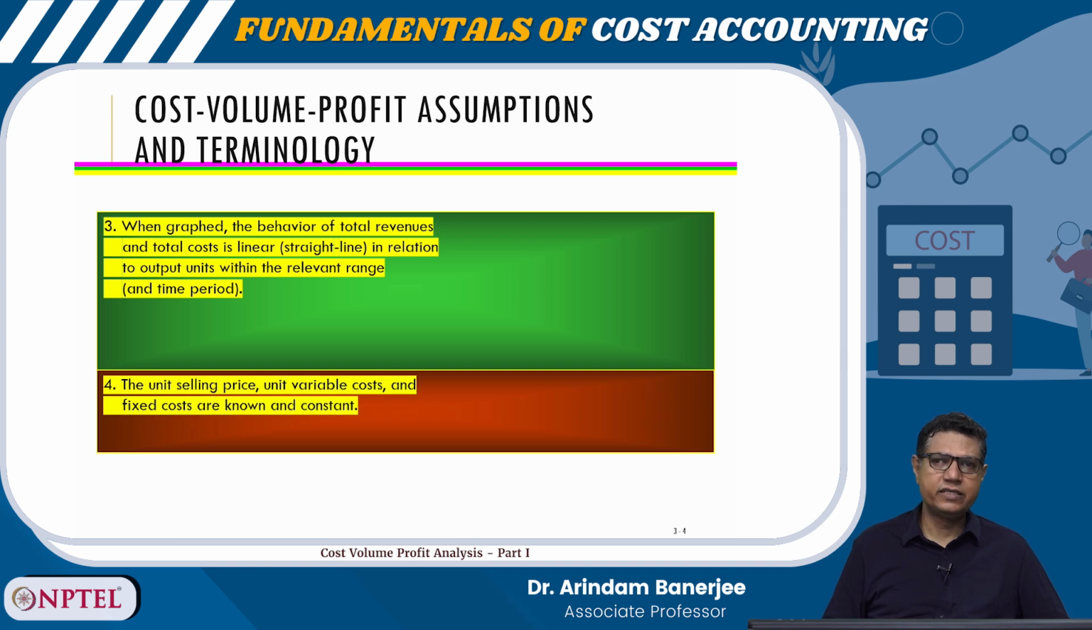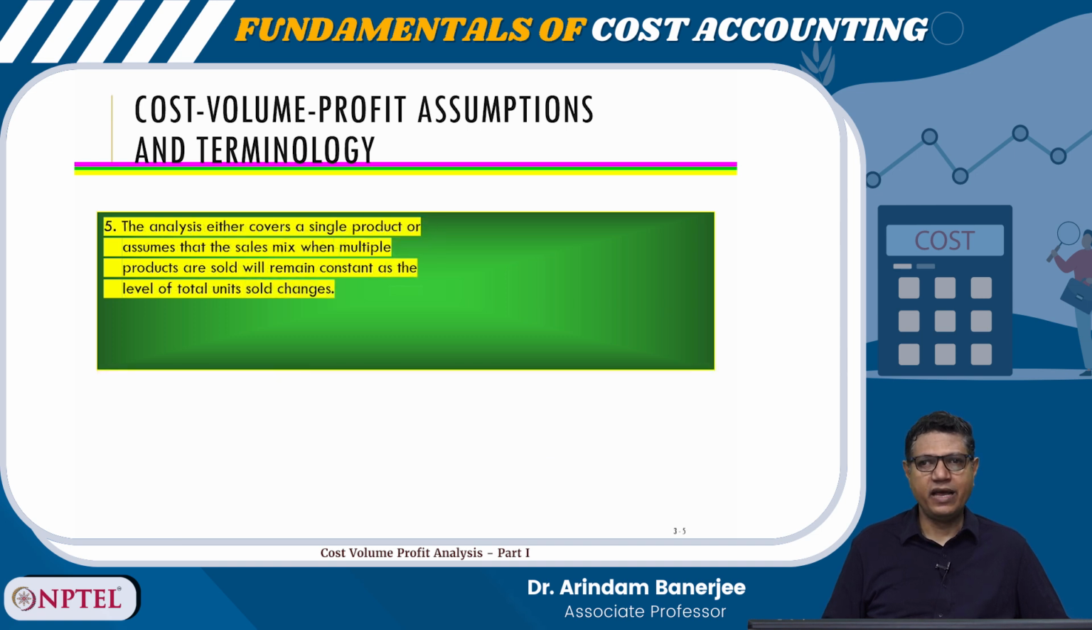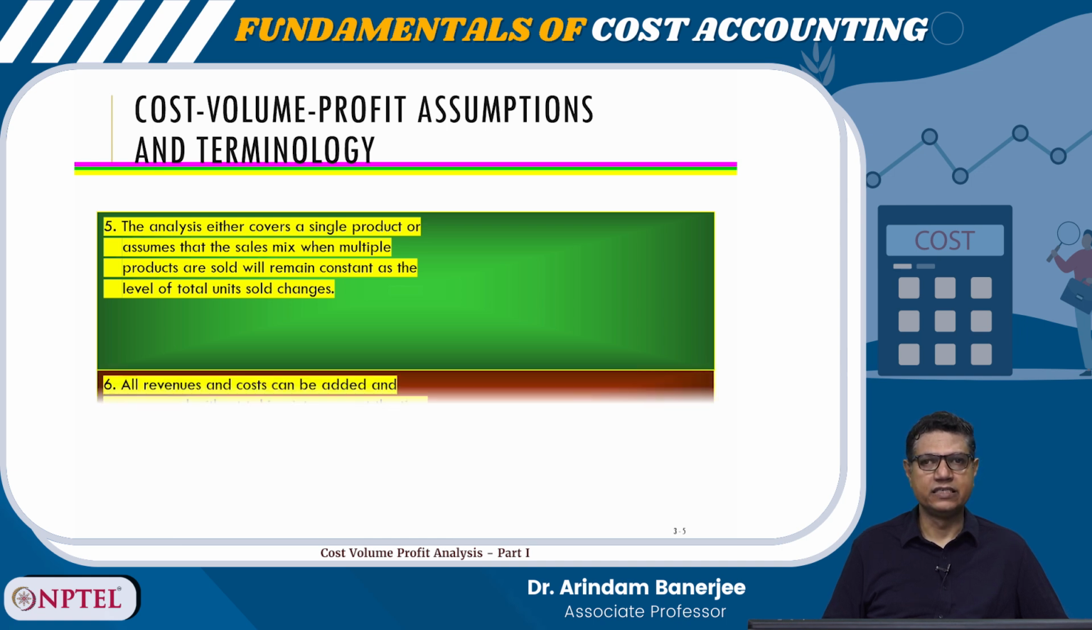Fourth, the unit selling price, unit variable cost and fixed costs are known and constant. So, in our decision making process, we assume that this is not going to change very soon. Number 5, the analysis either covers a single product or assumes that the sales mix, when multiple products are sold, will remain constant as the level of total units sold changes.